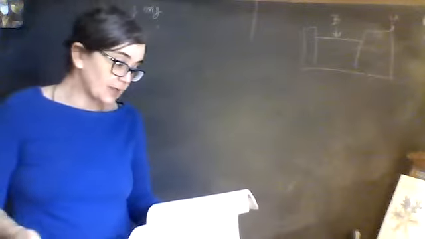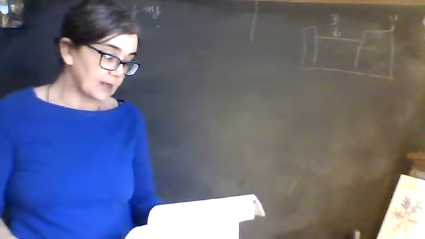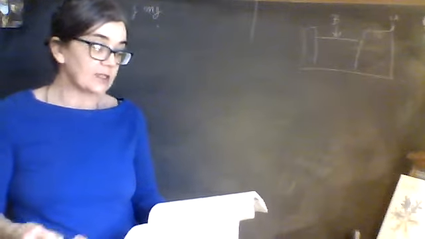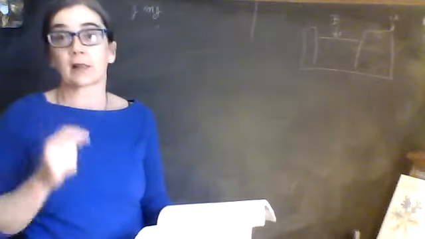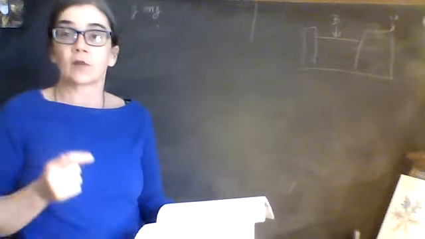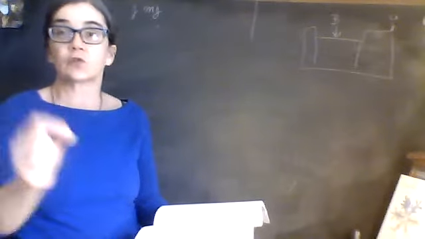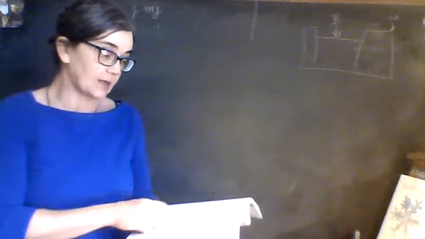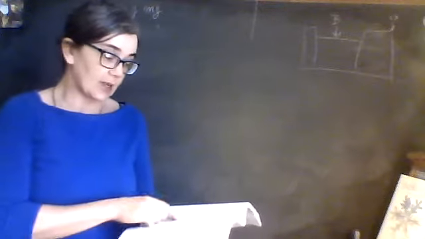Number 6, when atoms share electrons to make a molecule, is the compound ionic or covalent? When they share electrons, it's a covalent bond, okay? With an ionic bond, they actually lose or gain electrons. So the covalent bond is when they share electrons to make a molecule.